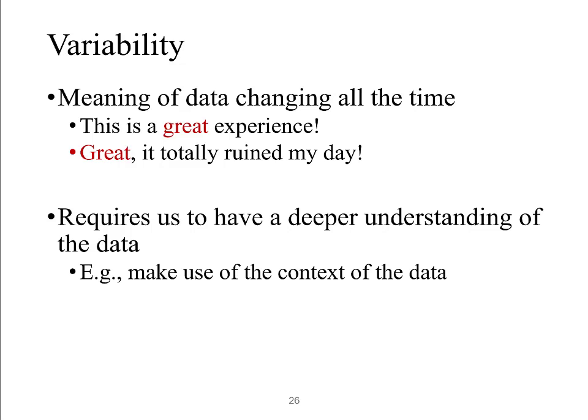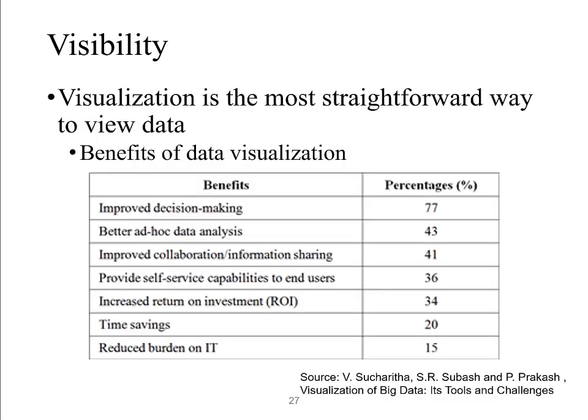In order to tackle that problem, we need to make use of the context of the data. For example, in second sentence, we not only see great, but also we see ruined. So that means this great might not be a positive attitude.